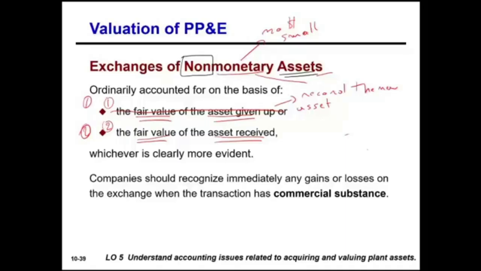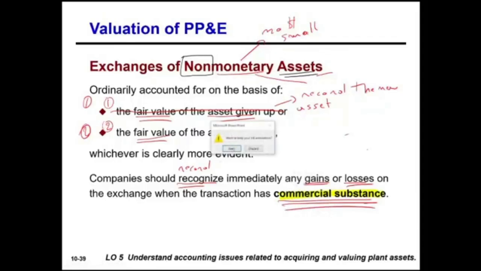What else do we need to know? We need to know that companies should recognize, which means record, immediately any gains or losses. So we're going to have gains and losses when we do exchanges, when the transaction has a commercial substance. This is an important term we need to learn about, because what is commercial substance? If the transaction has a commercial substance, recognize both gains and losses. Now we need to define commercial substance.